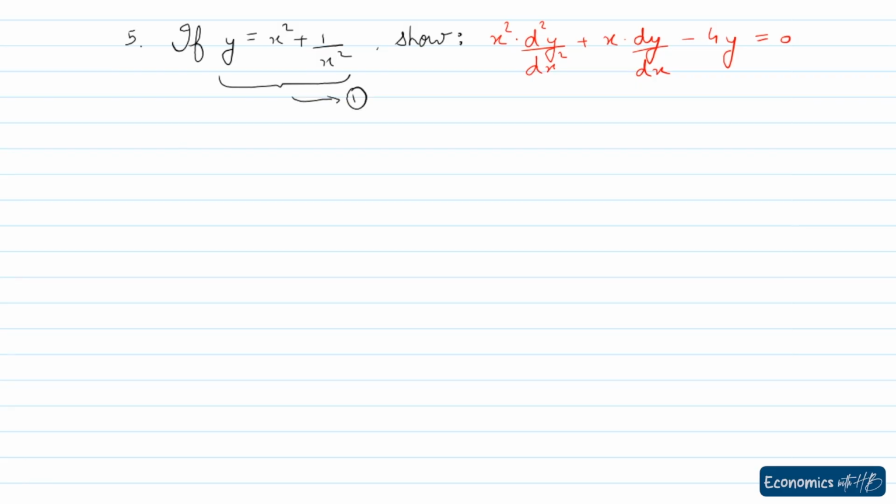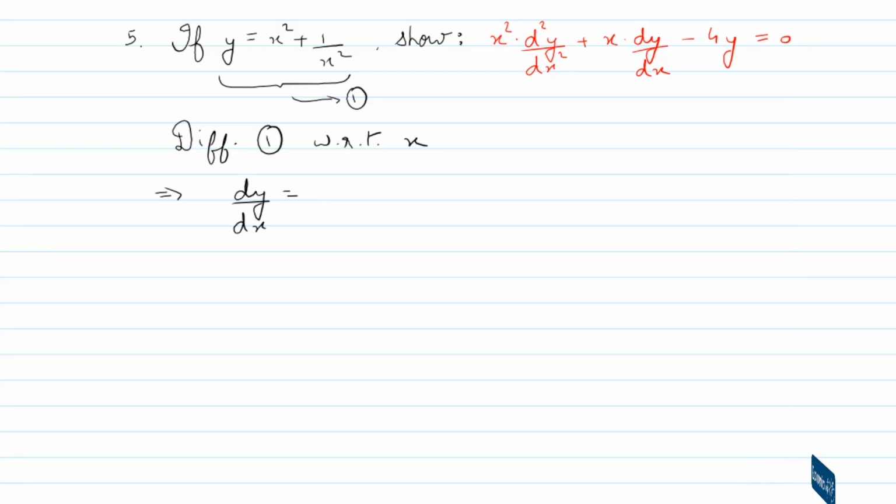So let's start. Differentiating this equation with respect to x, we get dy by dx is equal to 2x, which is the derivative of x square, plus minus 2 into x to the power minus 3. So we do the differentiation of 1 by x square by taking x square in the numerator. It becomes x to the power minus 2. So that is why we get the derivative as minus 2 into x to the power minus 3. Simplifying, we get 2x minus 2 by x cube.